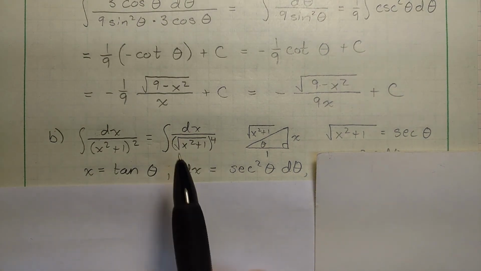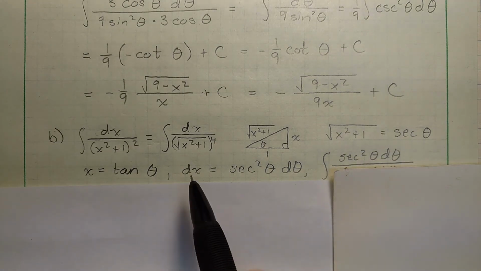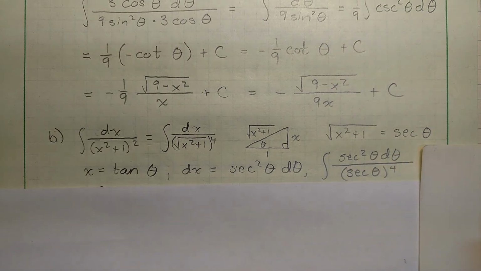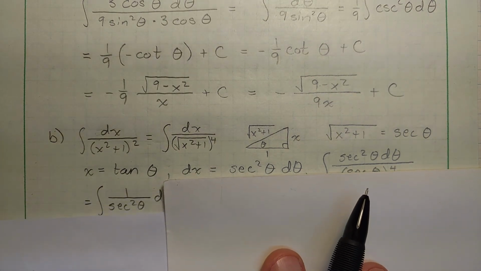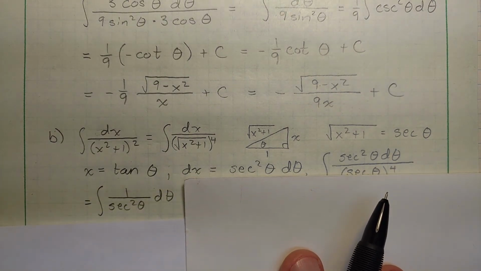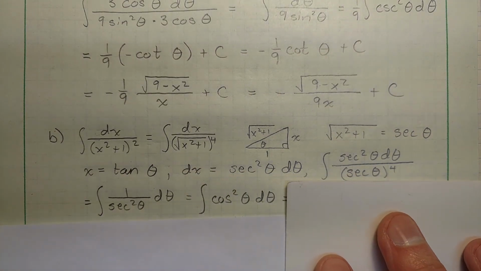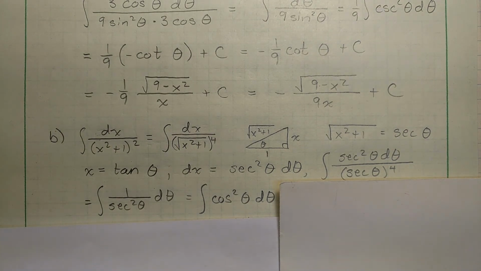Now I can substitute in. Going back here, substituting in for dx, I have secant squared theta d theta. And then substituting in here for this, I have secant to the 4th. Notice 2 of these cancel with 2 of those, so I get the integral of 1 over secant squared theta d theta. Using reciprocal identities, that's equal to the integral of cosine squared theta d theta.